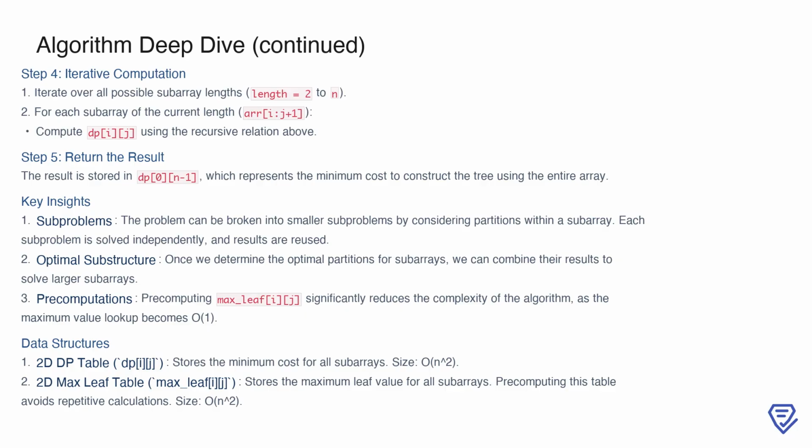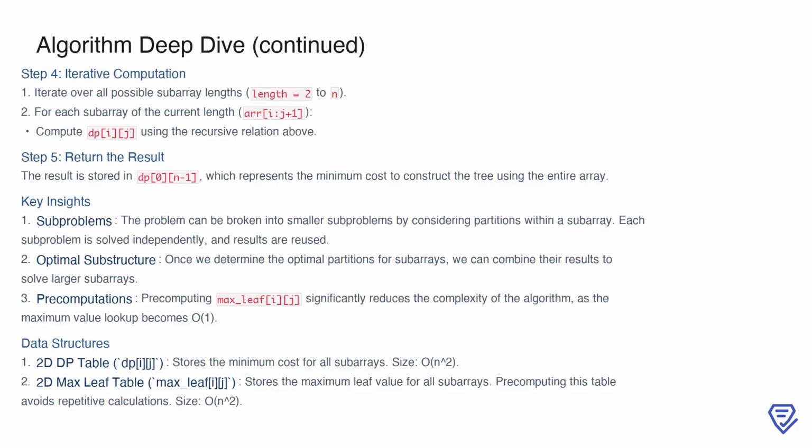There are several key insights in this approach. First, the problem can be divided into smaller subproblems by considering partitions within subarrays, and each subproblem can be solved independently. Second, the problem has an optimal substructure, meaning that the solution to a larger subarray can be built from the solutions to its smaller subarrays.